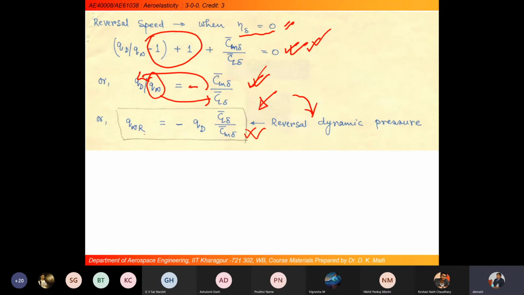So q infinity reversal is equal to minus q d Cl alpha bar Cl delta bar by Cm delta bar. This is the final divergence reversal dynamic pressure, but depending on the sign of this Cl delta bar, Cm delta bar, it will finally come as a positive value of forward speed. Is it okay?